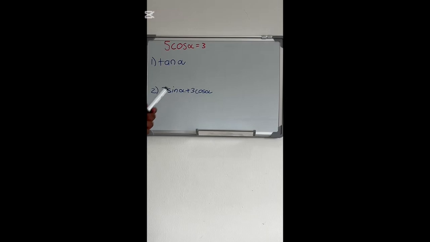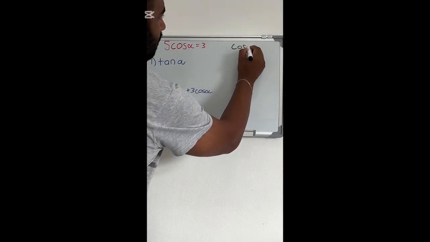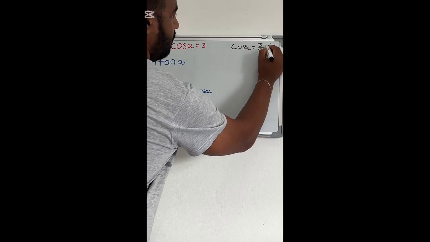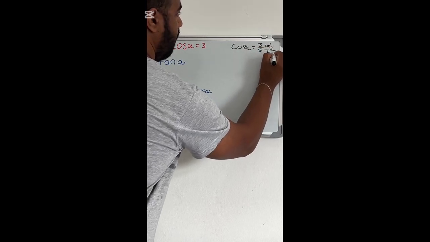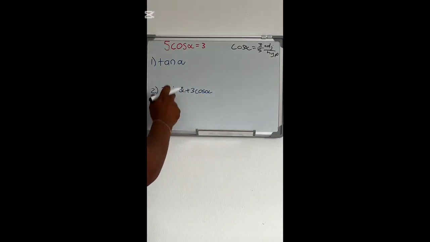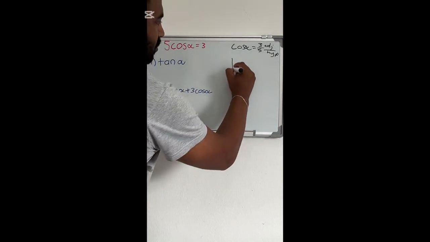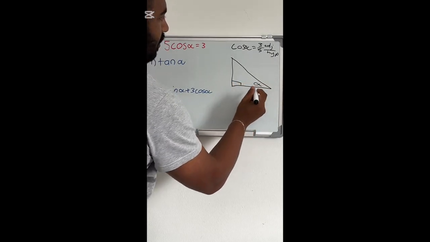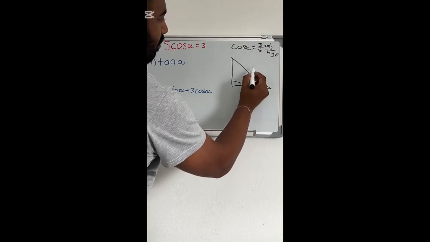The way we will do this question is we want to solve for cos alpha and then get tan alpha and 2 sin alpha plus 3 cos alpha. But first we need to get cos alpha alone, which is 3 over 5. We know cos is adjacent over hypotenuse. To do these questions, you first need to draw up a triangle: alpha, adjacent is 3, hypotenuse is 5.